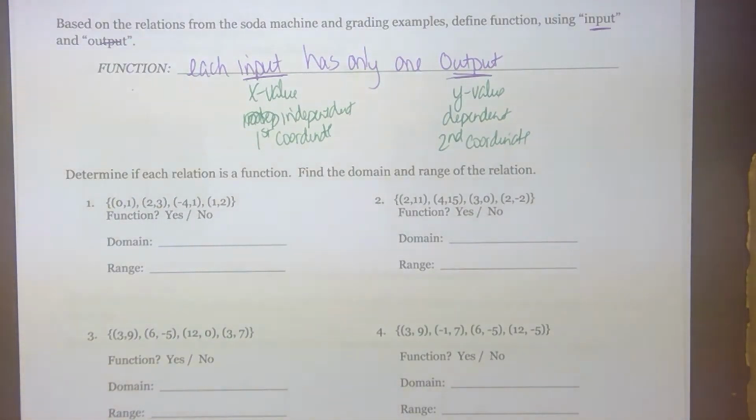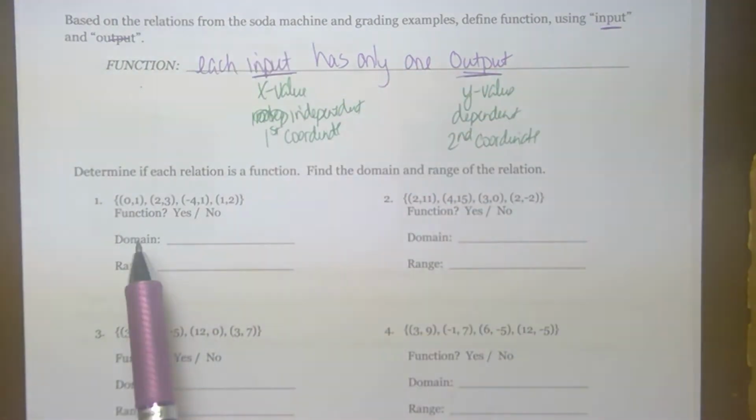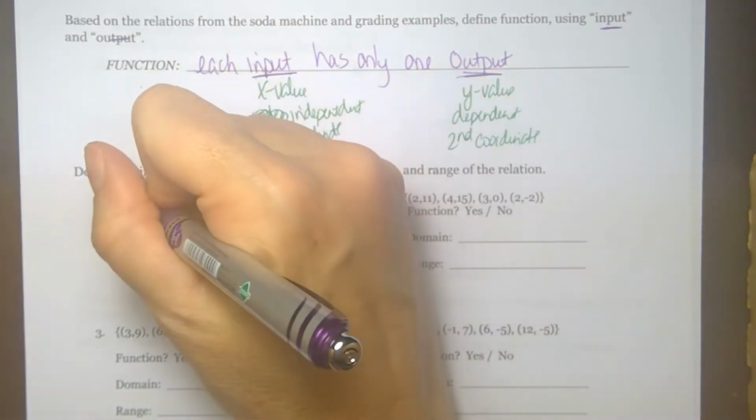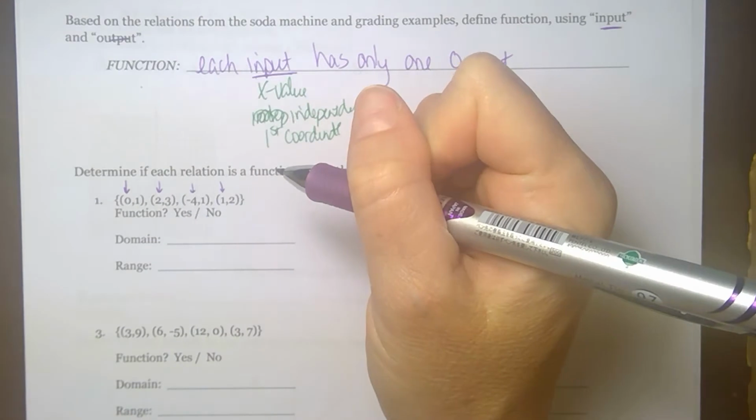Okay, so let's look at these sets of ordered pairs, these given relations, to determine whether or not they are functions. When I look at number 1, I see that I have 1, 2, 3, 4 ordered pairs. I'm going to look primarily at the first coordinates, those x values for each.